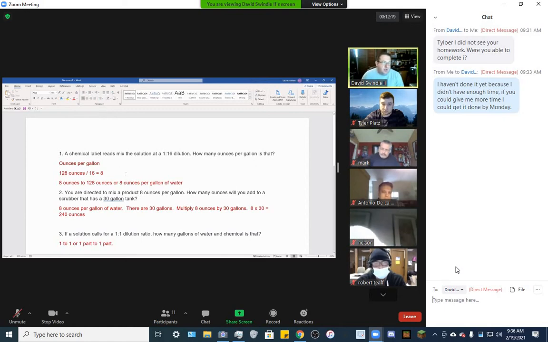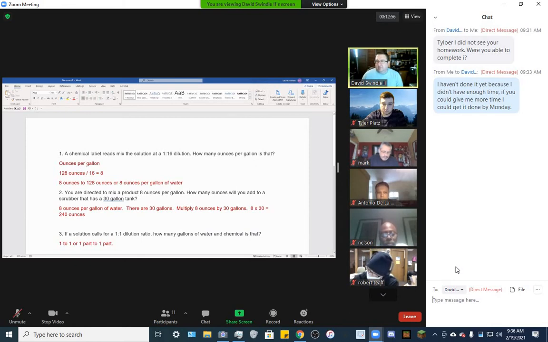The first question was, a chemical label reads, mix the solution at 1 to 16 dilution. So now we have the ratio, right? The question is, how many ounces per gallon is that? So we need to figure out, using that ratio, what is the ounces per gallon? In this case, we're going to divide because we have this ounces per gallon. So we first have to break it down. How many ounces are in a gallon?